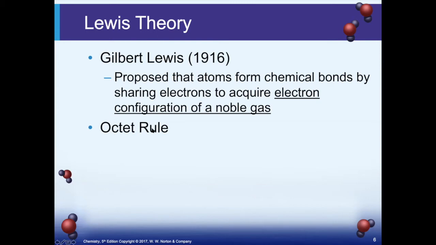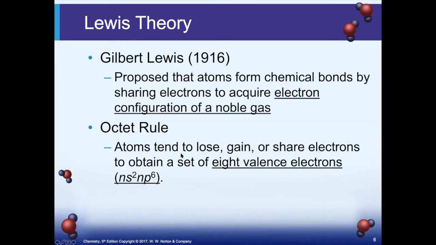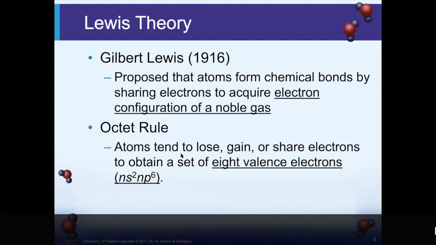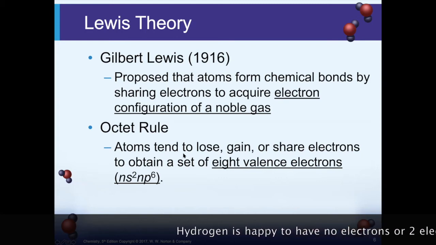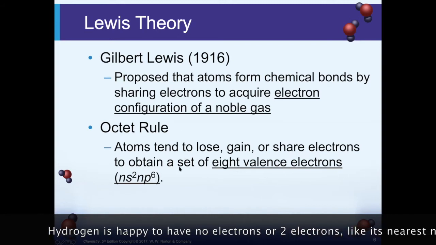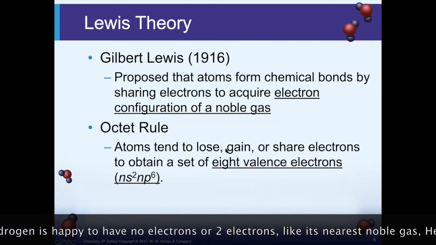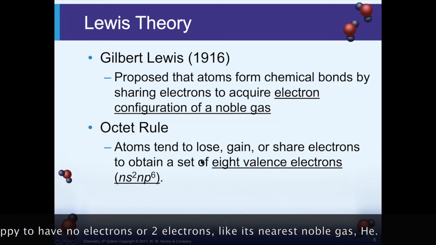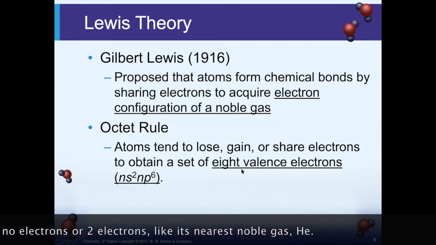And that leads to something we call the octet rule, because that number that they're looking for often is 8, particularly if it's a main group element near the top of the periodic table. Things like carbon and nitrogen and oxygen and hydrogen. Well, pardon me, not hydrogen, but all those elements that are near the top of the periodic table typically want 8 electrons in their valence shell. So we call that the octet rule. So here it is. Atoms tend to lose, gain, or share electrons to obtain a set of 8 valence electrons.